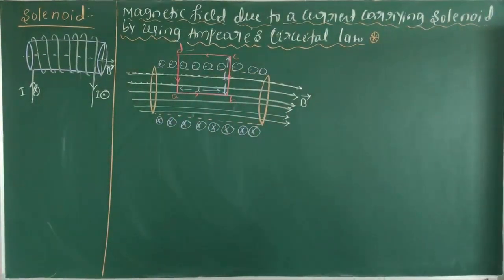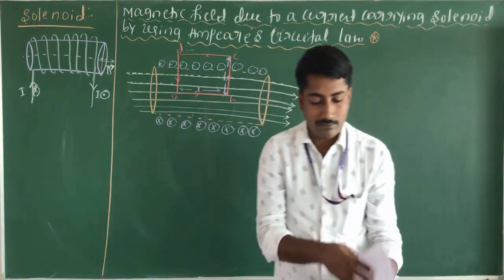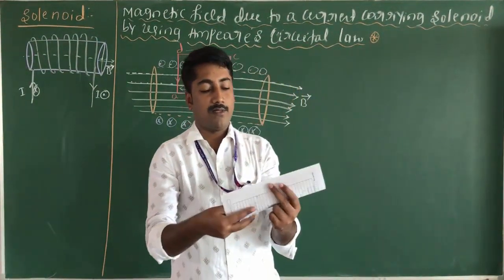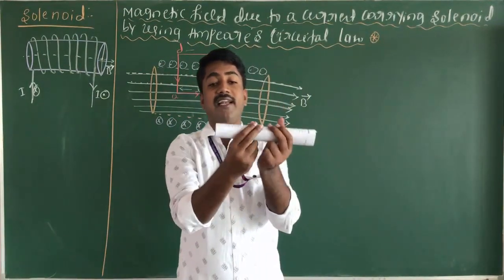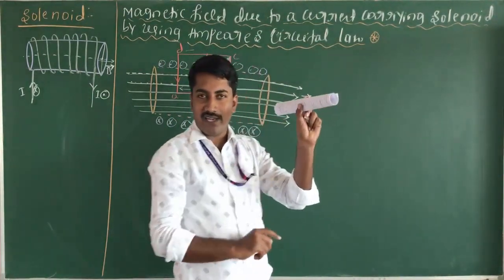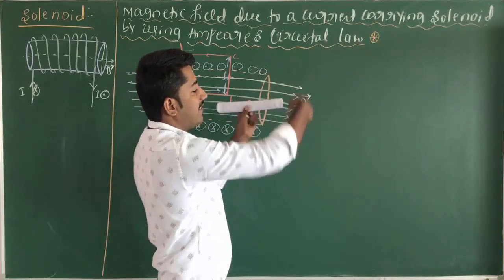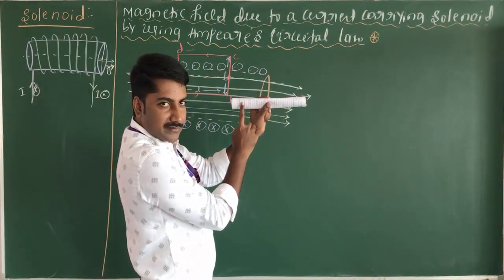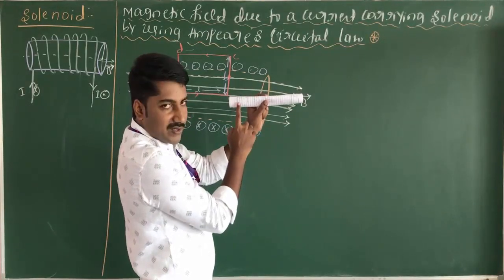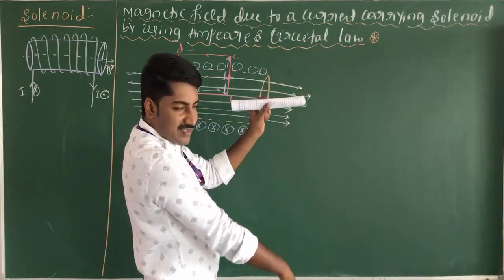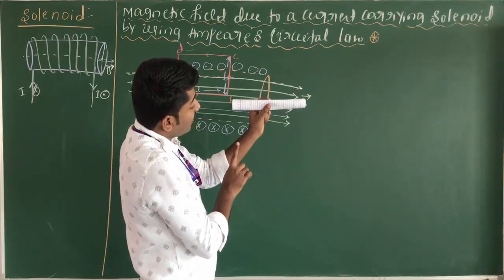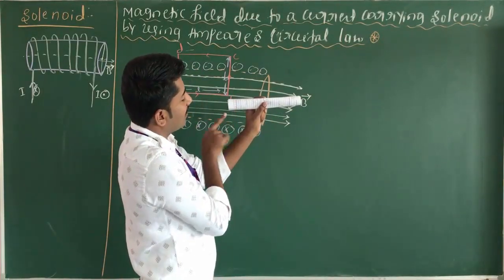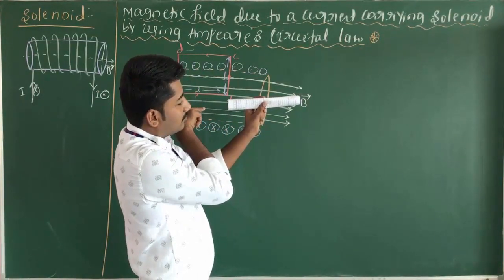Here is one circular coil. Now just imagine this is a long cylindrical coil. It consists of n number of turns. When the current moves inside this solenoid and emerges at this point, the magnetic field is moving in this direction.